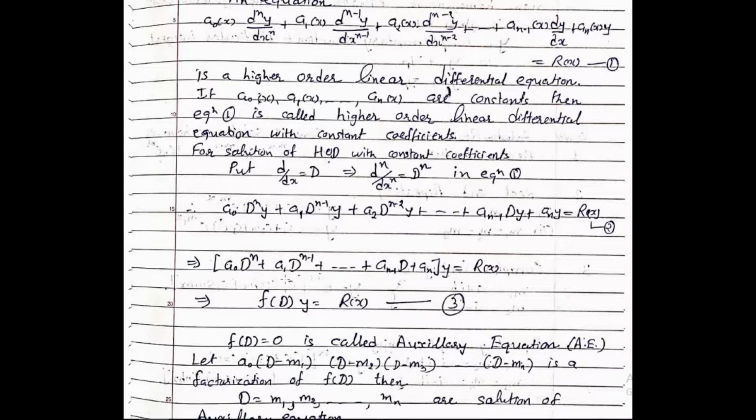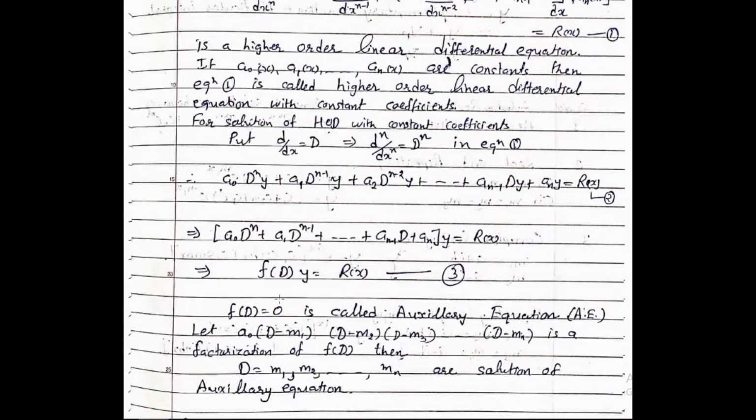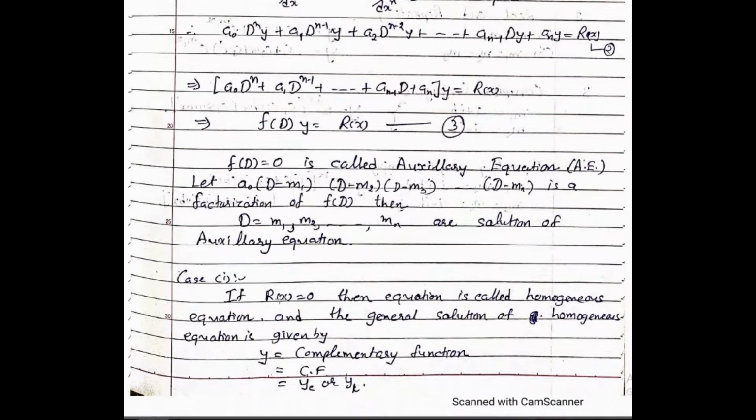Here, taking y common, that will give a0 D^n plus a1 D^(n-1) plus up to a(n-1) D plus an, of y, is equal to r(x). And suppose that this polynomial of D is equal to some f(D). So you have the equation f(D) y is equal to r(x).